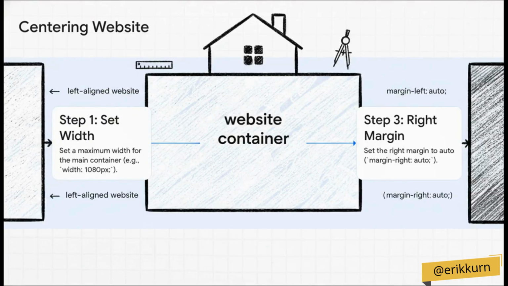And check this out. Want to know a super simple trick to make your site look instantly more professional? By default, everything is slammed over to the left side of the screen. But to center our entire house, we just tell our main container to have a specific width, and then we set its left and right margins to auto. The browser just figures it out and perfectly centers it for us. It's a great little trick.